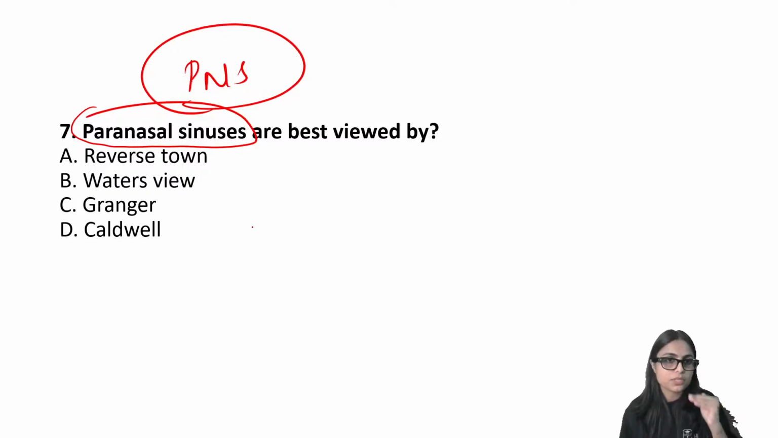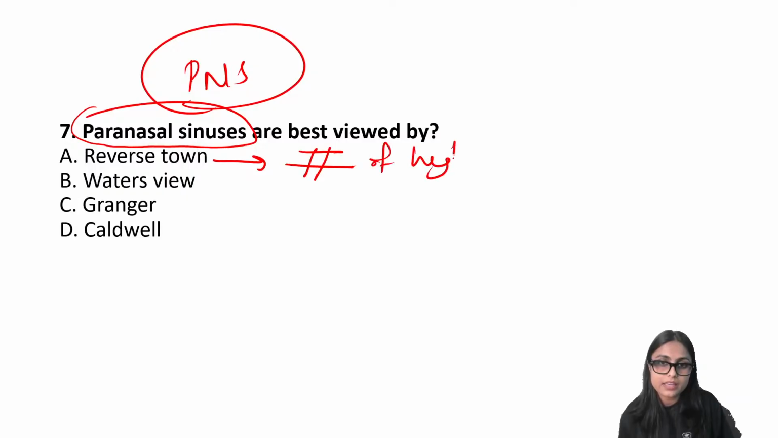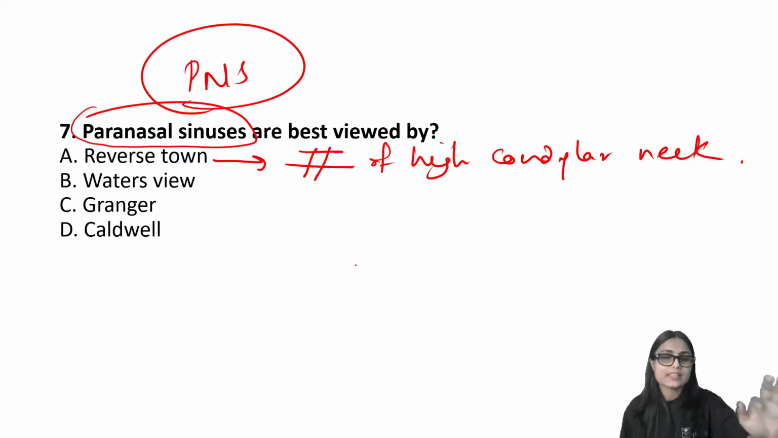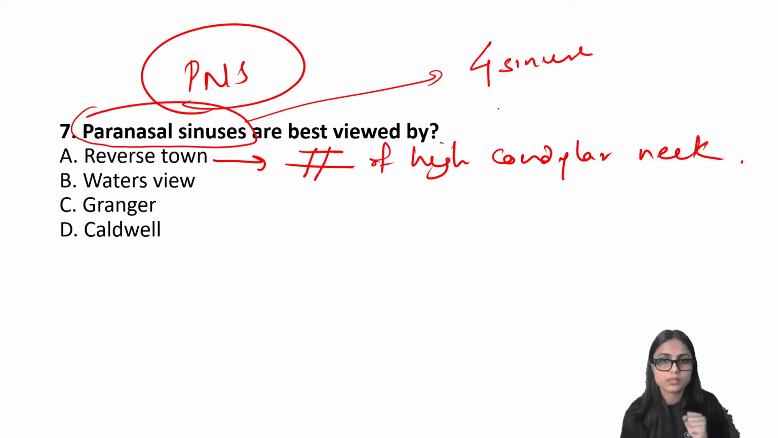We will go from option number A, reverse Towns. Reverse Towns is used for, we all know, fracture of high condylar neck. Correct? I know many of you will answer this question as option number B. But because of that only I have put this question as very important, because paranasal sinuses include all the four sinuses. Okay?